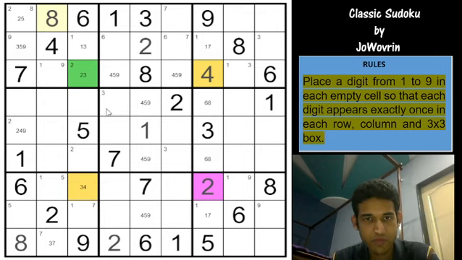Okay, 8 is in one of these two cells in column 3, right? 8 is either here or here. And now look at row 5. Where does the 8 go? 8 cannot be in these two cells because we have box reduction. 8 is in these cells, and 8 cannot be in these cells, so 8 goes in one of these two cells. Only two options for 8.